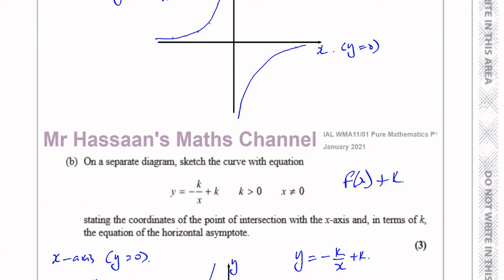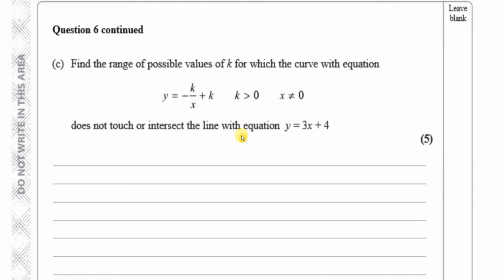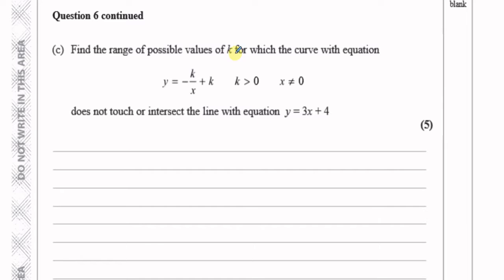Now we're going to go on to part C. Part C says, find the range of possible values of k for which the curve with the equation y equals minus k over x plus k, where k is greater than 0, and of course x can't be 0, does not touch or intersect with this equation. So we're going to set up a simultaneous equation, trying to find the solutions of these two equations, and find the values of k for which there will be no solution.